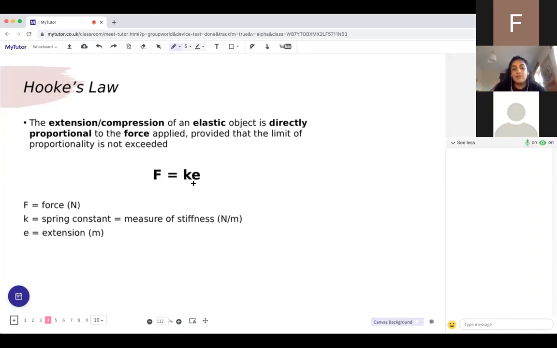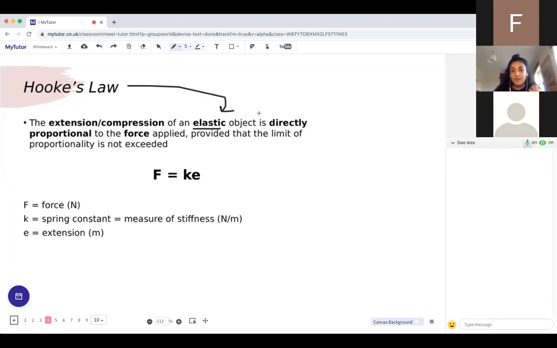Now notice that we have an elastic object. Hooke's law only applies if you have an elastic object. An elastic object, if you remember from the previous slide, goes back to its original shape when we apply a force. So an elastic band, you stretch it, you apply a force, you let go, you remove the force, and it goes back to its original shape. So Hooke's law only applies for those types of objects, those elastic objects.